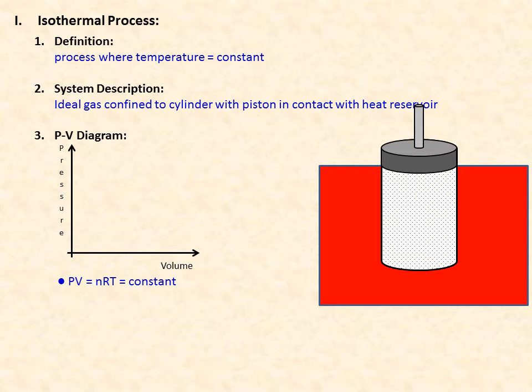When we graph that relationship, PV equals constant, the graph turns out to be a hyperbola. This is really one branch of the hyperbola here. And because this is a graph of an isothermal process, we give it a name. We call that an isotherm.